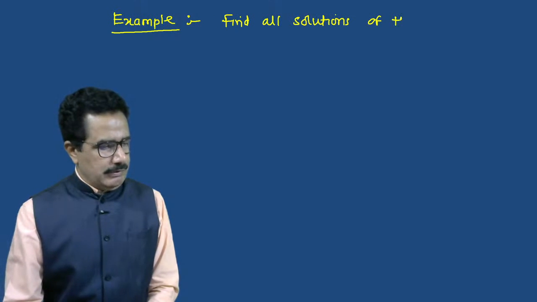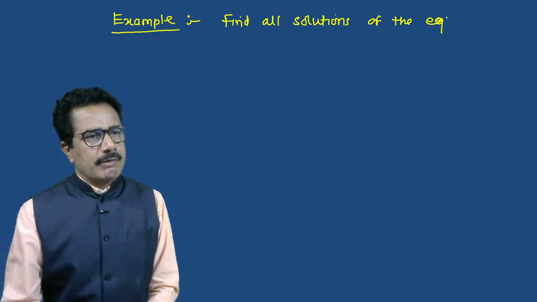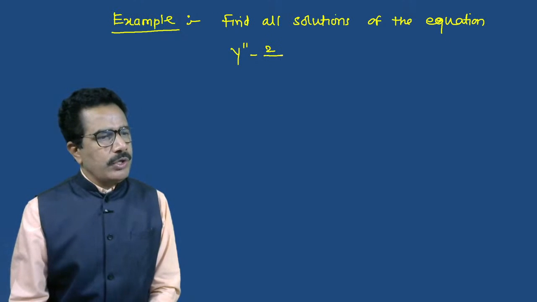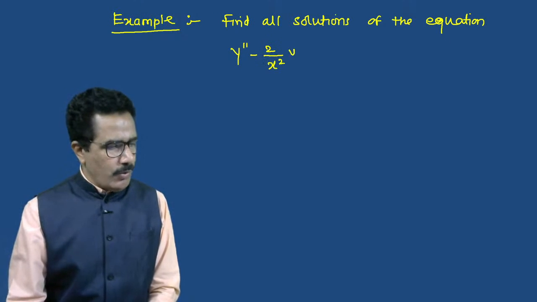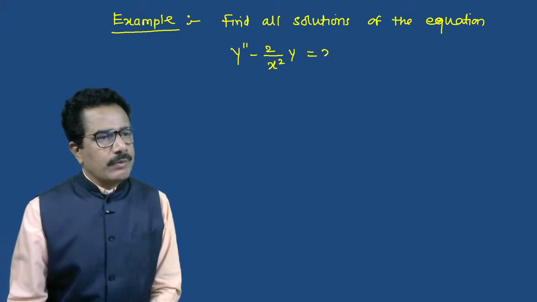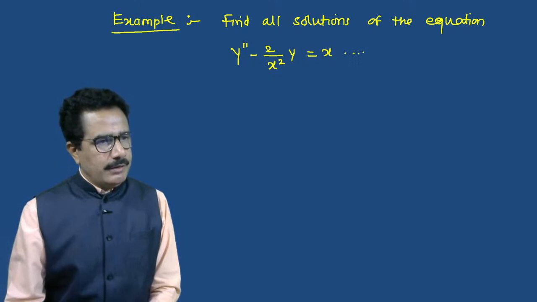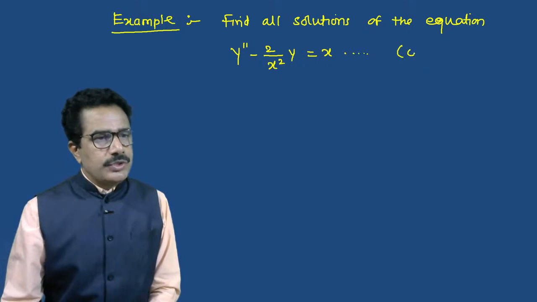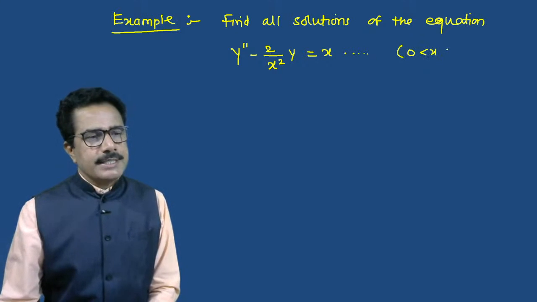find all solutions of the equation y double dash minus 2 divided by x square into y which is equals to x, that is 0 is less than x is less than infinity.